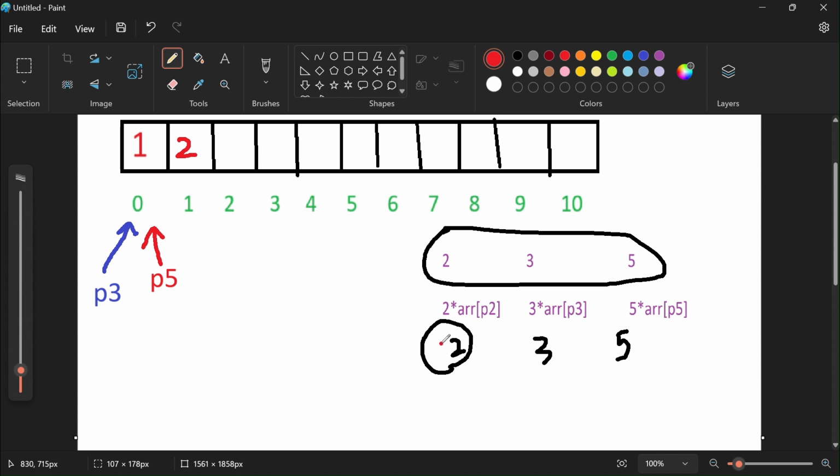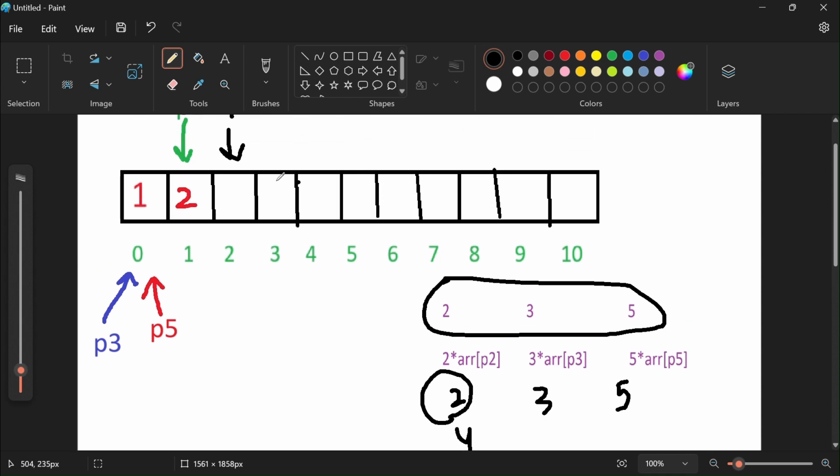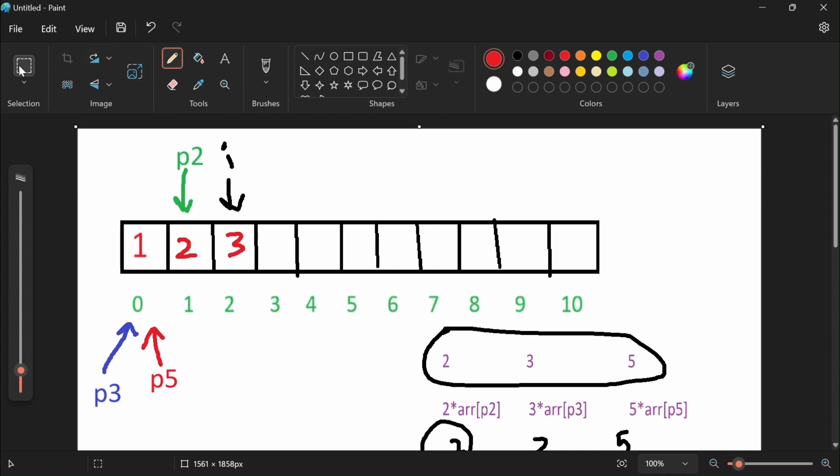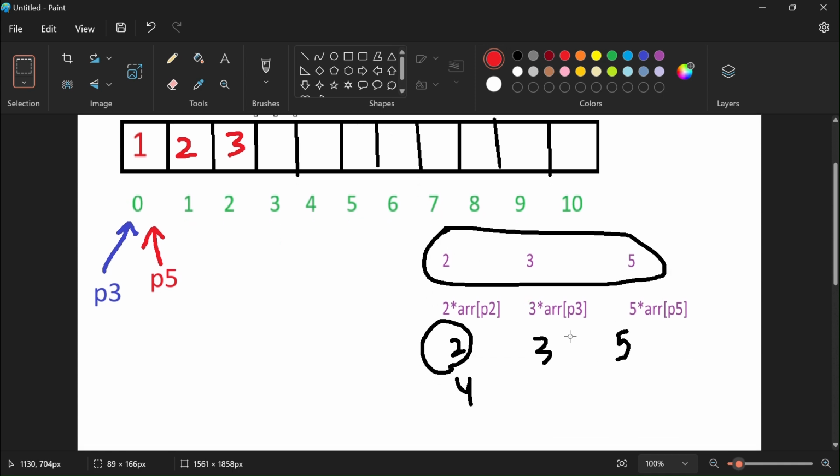Now the multiple of 2 would be 2 into 2, which is 4. And in these 3, 4, 5, what is the minimum? 3, right? So we update 3 and go to the next. We move our current pointer, and whichever pointer we considered as minimum, we should move that pointer to the next, which is pointer p3.